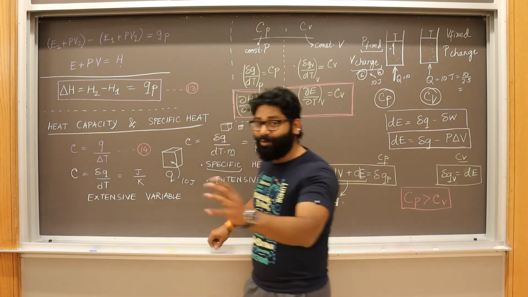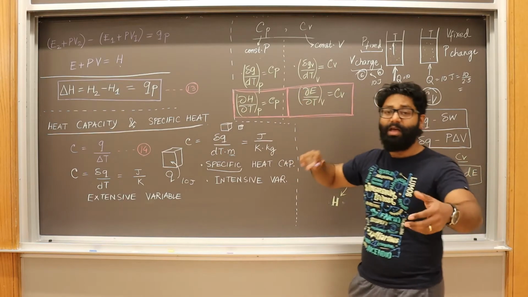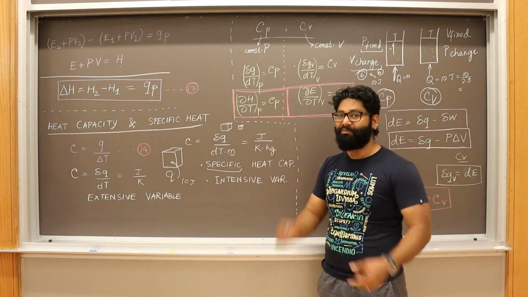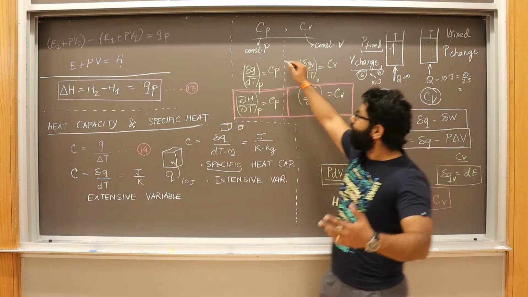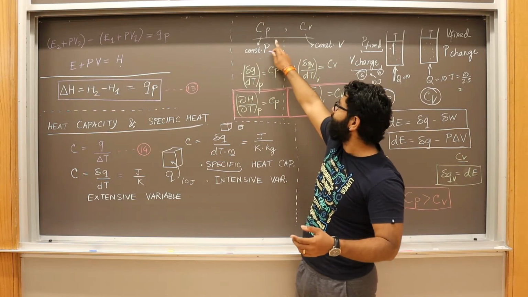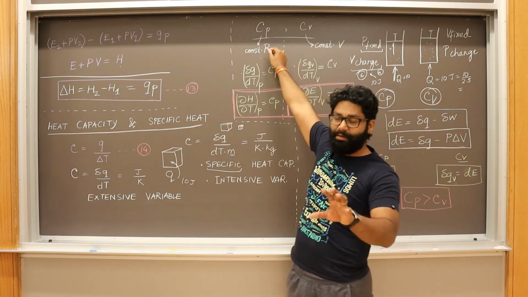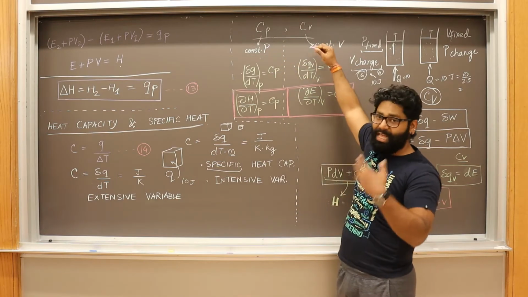Now let's see what happens when you have a constant volume versus a constant pressure specific heat capacity. We have discussed this before: if you have a subscript P, that means the pressure is constant. If you have a subscript V, the volume is constant.